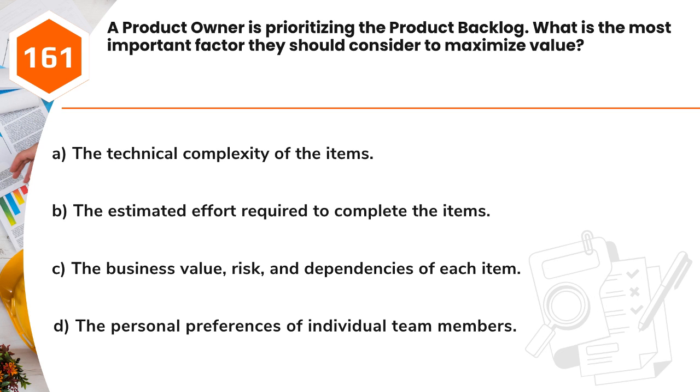Question 161. A product owner is prioritizing the product backlog. What is the most important factor they should consider to maximize value? A. The technical complexity of the items. B. The estimated effort required to complete the items. C. The business value, risk, and dependencies of each item. D. The personal preferences of individual team members.